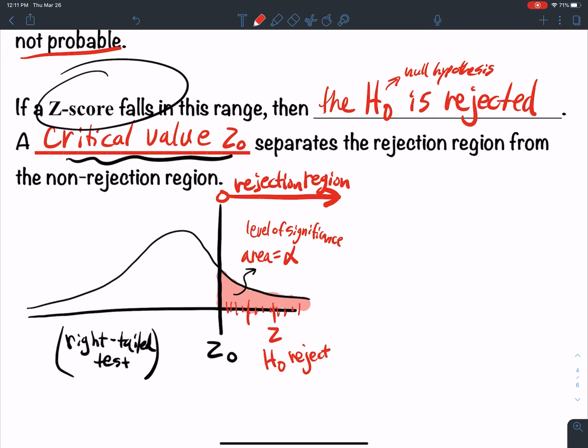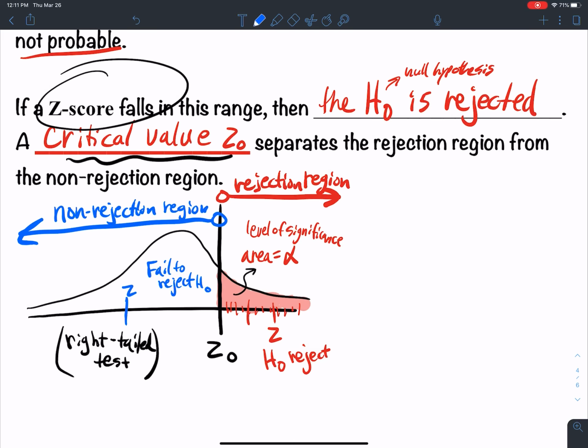the H0, okay? But over here, if I get a z-score on this side, I fail to reject the H0. What is this known as? This is the non-rejection region, okay? So that critical value, z sub naught, separates the rejection region from the non-rejection region. Okay, so everything over here is the non-rejection region, right?